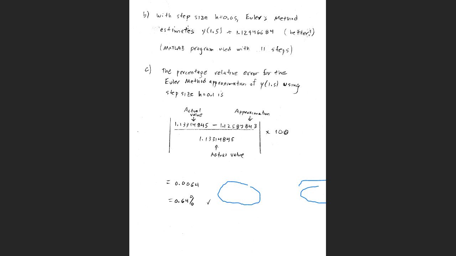Okay. Well, I'll tell you what. Can you try to compute the percentage relative error for the step size h equals 0.05? Can you try to do that before I go to the next page? And let's see what you get.